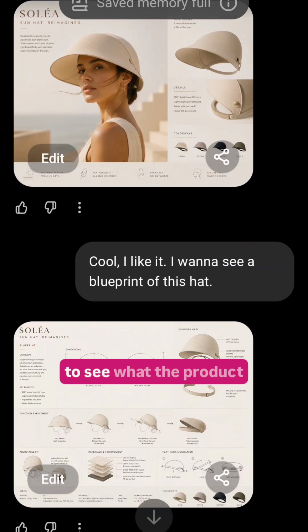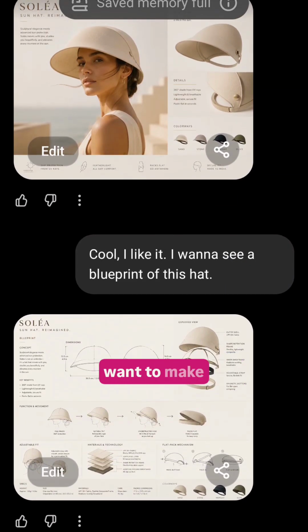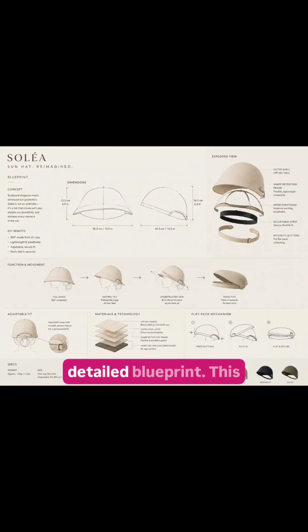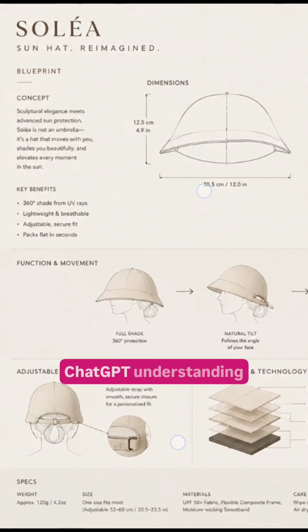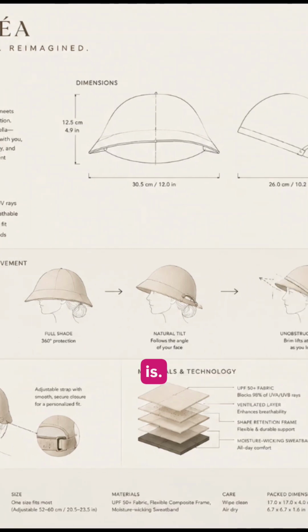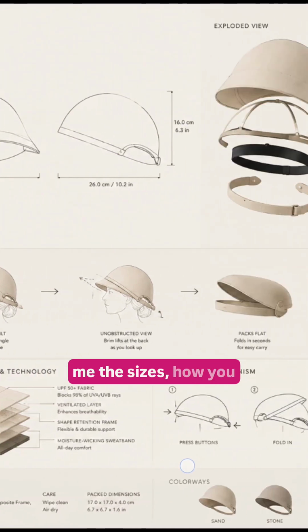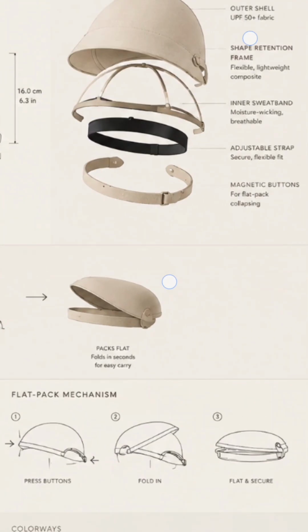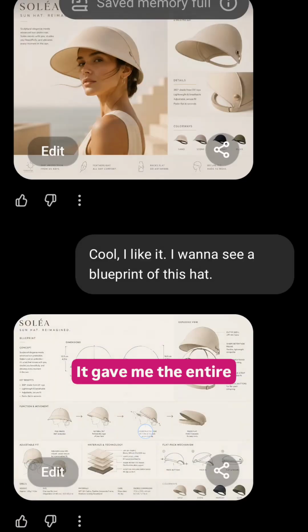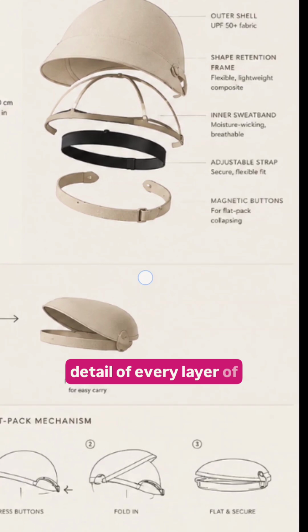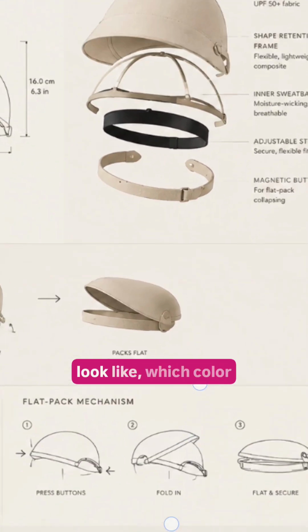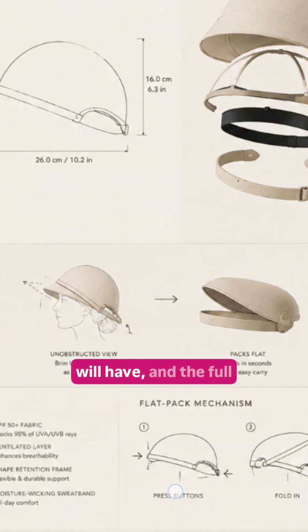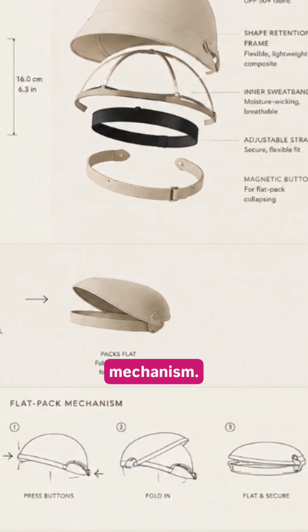Let's say I actually want to see what the product would look like. Maybe I want to make it. I've asked it to make a blueprint of the hat, and it gave me a full detailed blueprint. This is how deep ChatGPT's understanding of design and images is now. You can see that it gave me the sizes, how you wear it. It gave me the entire detail of every layer of the hat, how it would look, which color it will have, and the full mechanism.